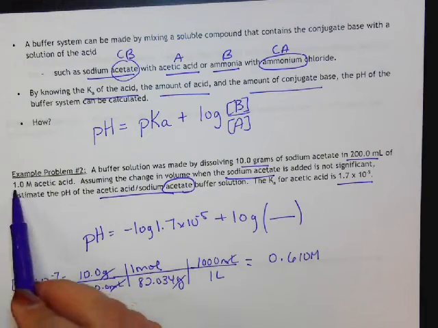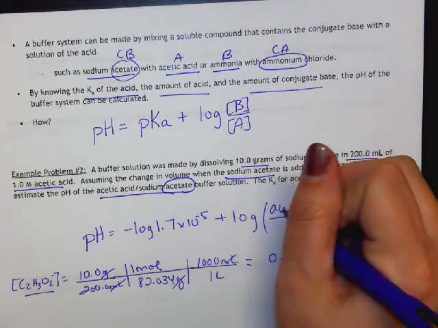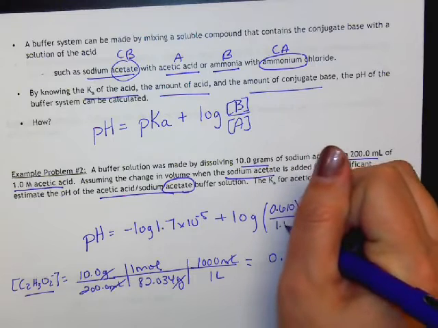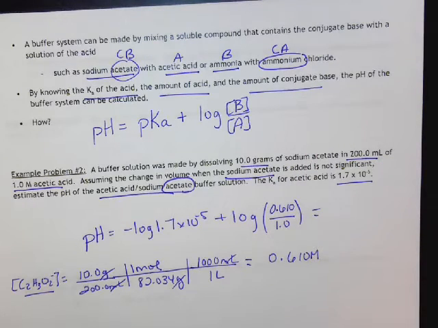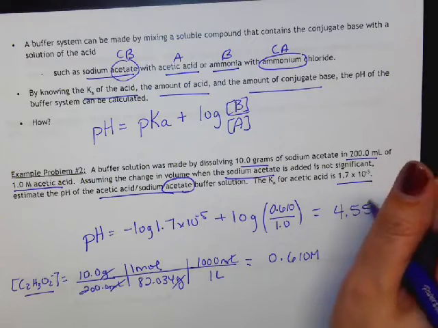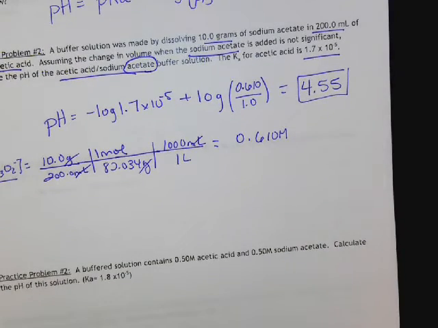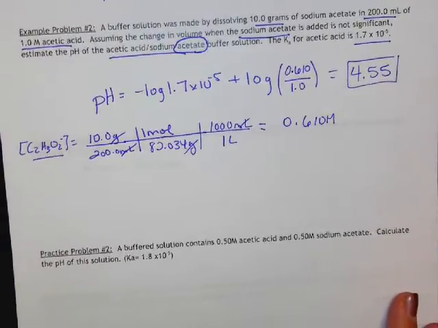Our acetic acid concentration is 1 molar. So we have our 0.6, our base, over our acid, and then we solve for our pH. So we do negative log of 1.7 times 10 to the minus 5 plus the log of 0.610 over 1, and we get a pH of 4.55. Okay. Alright, so you try the next one, and then come back, and we'll look at it together.